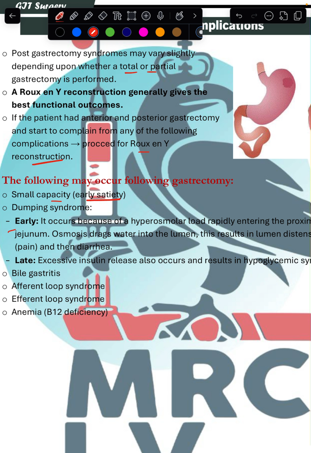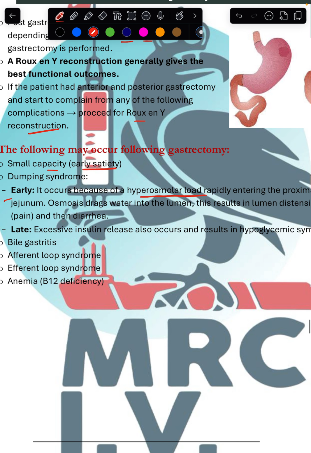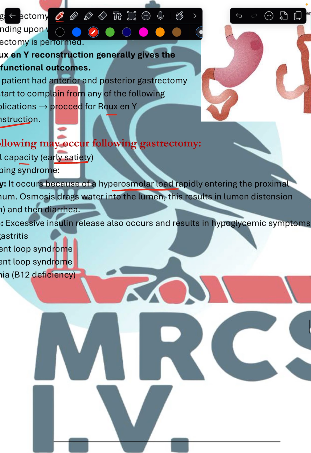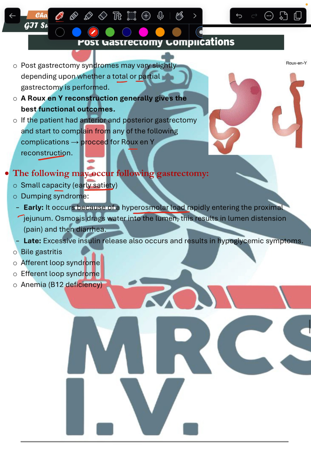Dumping syndrome is early. It occurs because of a hyperosmolar load rapidly entering the proximal jejunum. Osmosis drags water into the lumen, resulting in lumen distension and diarrhea. So early there is diarrhea, and late there is excess insulin secretion, which results in hypoglycemia, and the patient gets symptoms. It may also lead to gastritis because of bile, afferent loop syndrome, efferent loop syndrome, and vitamin B12 deficiency.